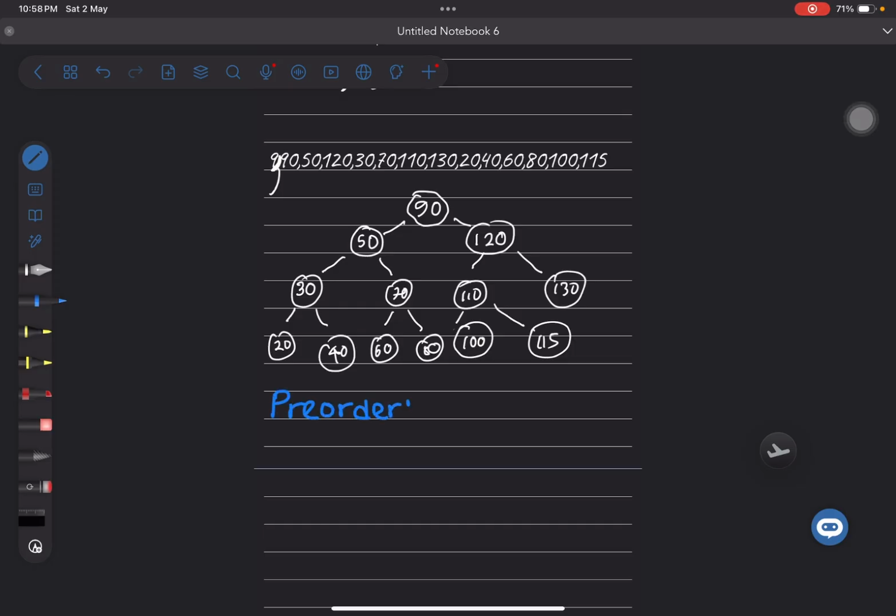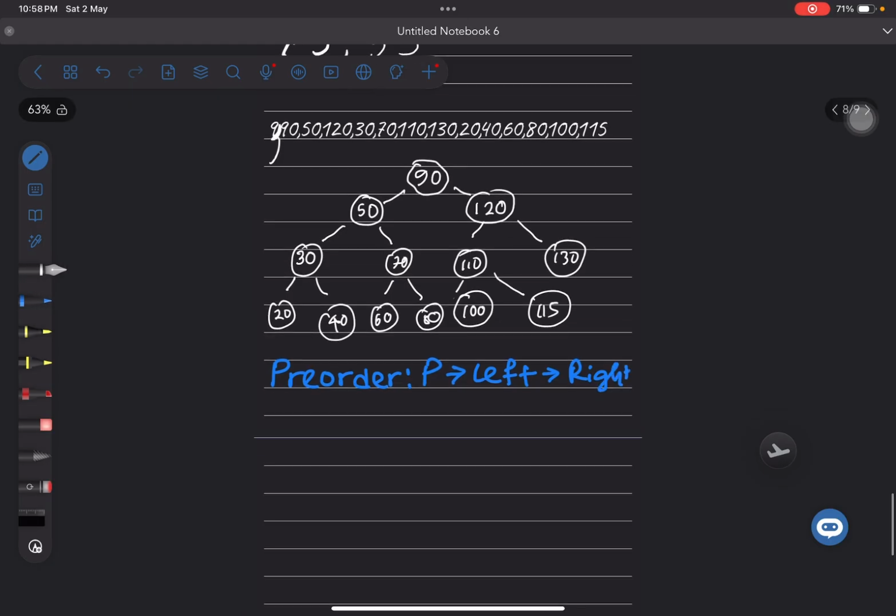Remember, for pre-order we had parent, then we go to the left, then we go to the right. So what is the parent? The absolute parent here is 90, 50, 30, 20, right? We're just going to the left side. Now let's go to the right side, which is 40. Now this entire, sorry, let me actually be careful with my drawings.